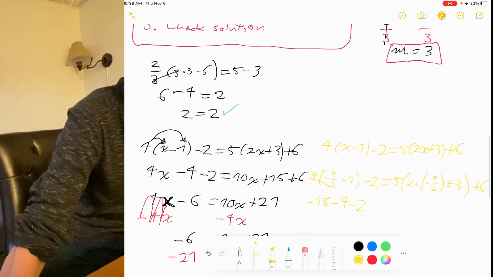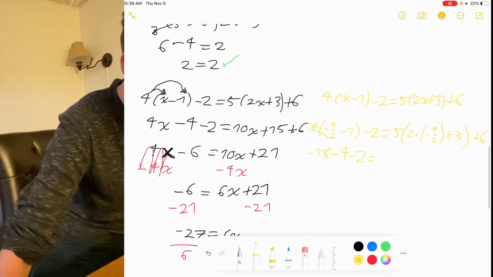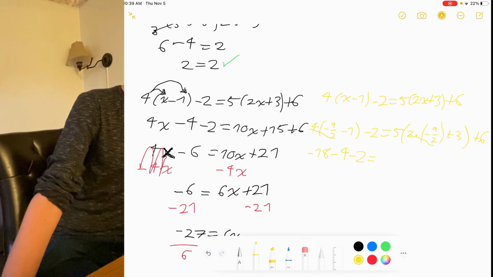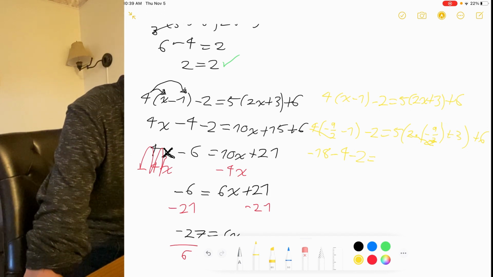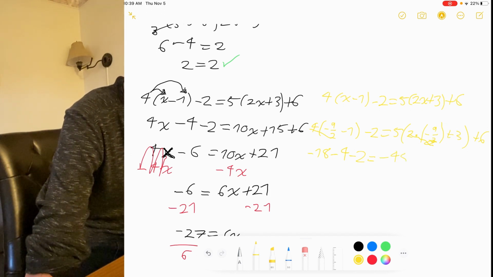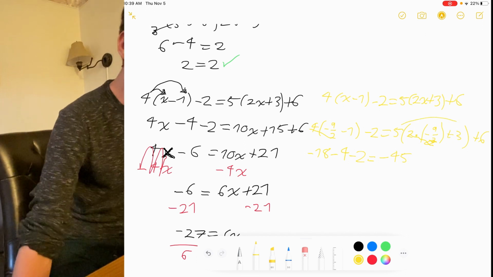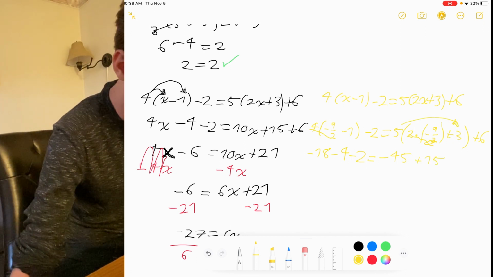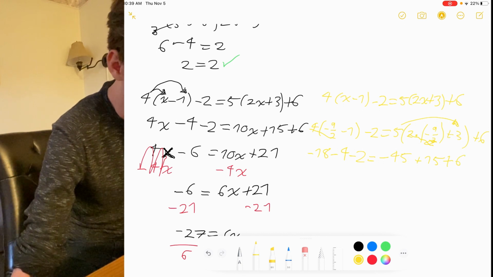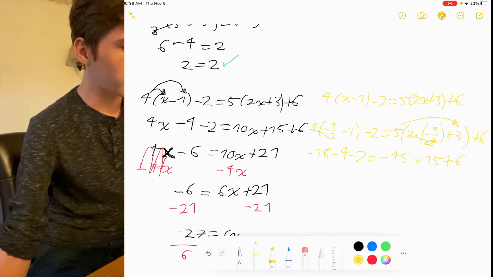And then we'll have, that's equal to, this 2 times negative 9/2 is going to cancel with that 2 over there. So we're just going to have negative 9 times 5, which is 45. And then the 5 and the 3 over there is just plus 15. And then our plus 6. And so now we'll simplify this further.